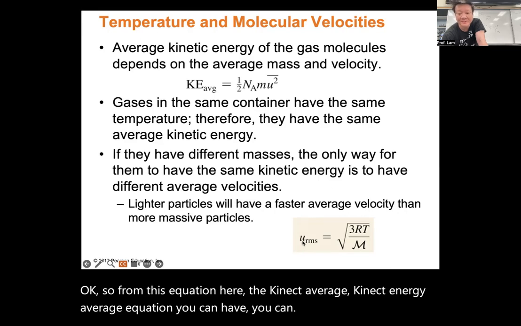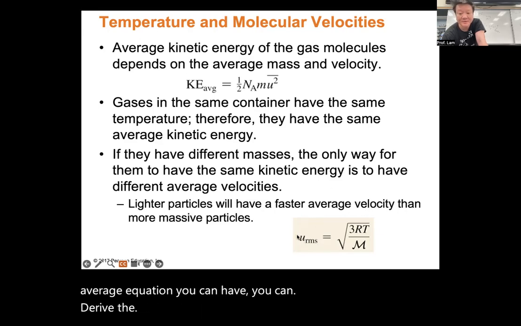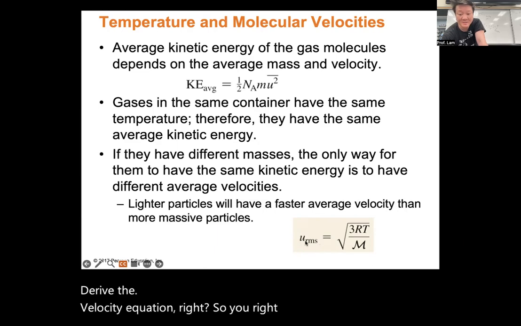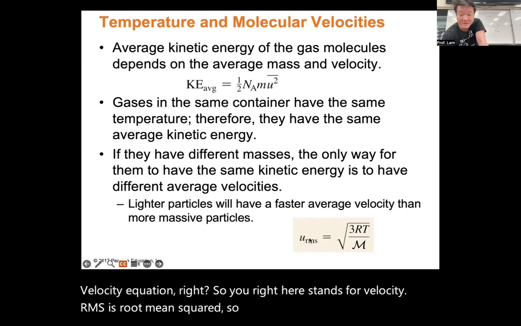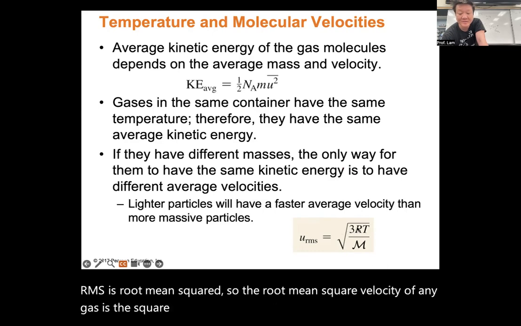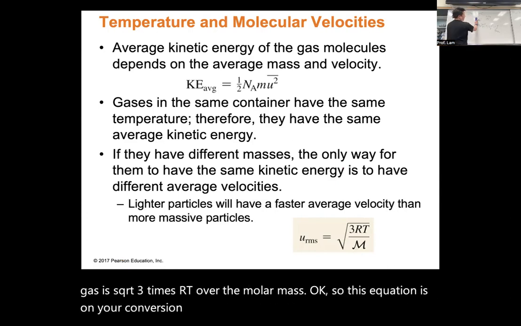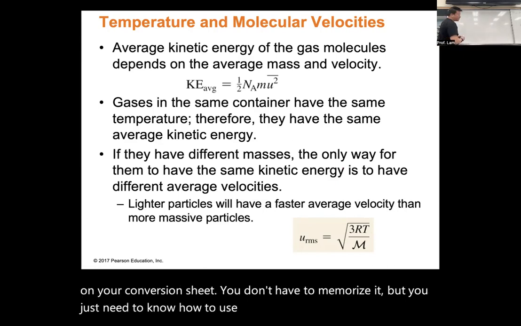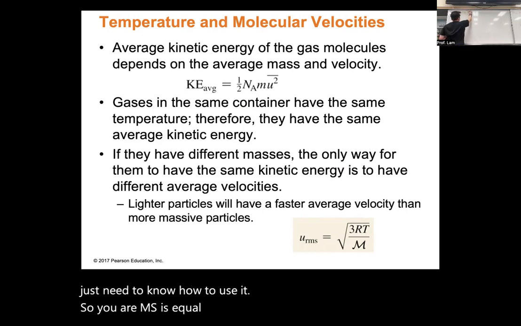derive the velocity equation, right? So U right here stands for velocity. RMS is root mean squared. So the root mean square velocity of any gas is the square root of 3 times RT over the molar mass. Okay, so this equation is on your conversion sheet. You don't have to memorize it, right? You just need to know how to use it. So U RMS is equal to square root of 3 RT over the molar mass.